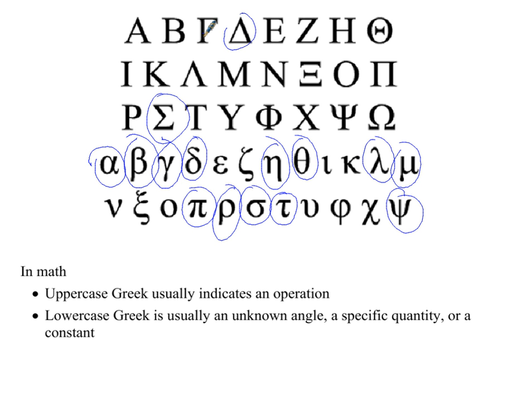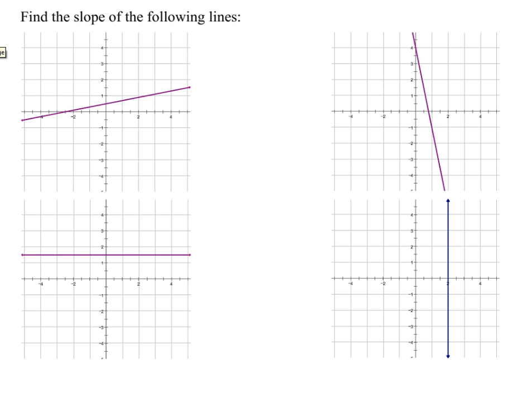It's good to know them. In math, uppercase Greek usually indicates an operation like sigma, the summation operation. Lowercase Greek is usually some sort of angle or some specified constant quantity. So just don't be afraid of them when you see them. Don't freak out. It's just a letter like a variable. It's used a little bit differently, but yeah.